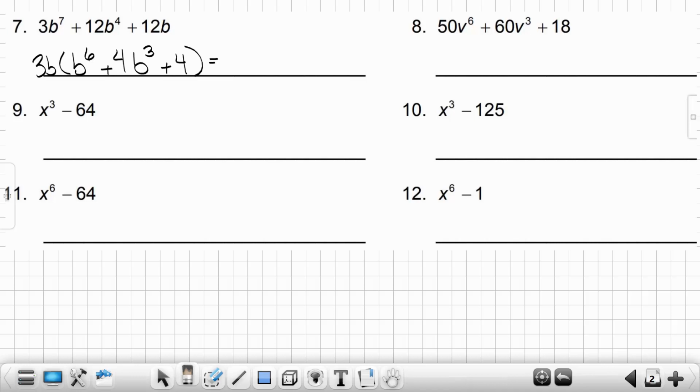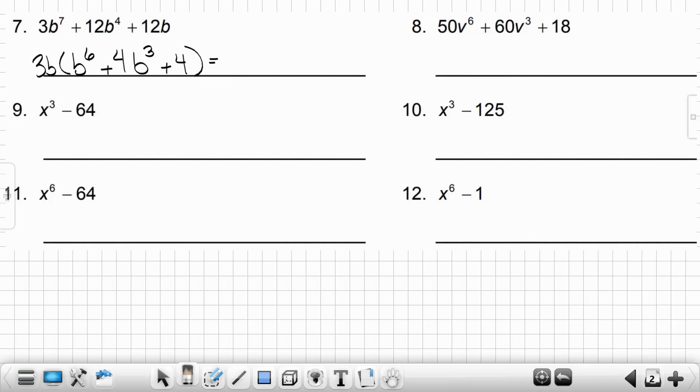Where'd you get the second 2? So if you look at the formula, it has a 2 built into it. A perfect square trinomial, there's always a 2. It's 2 times the square root of the first times the square root of the last. So this is a perfect square trinomial. So this is something squared.